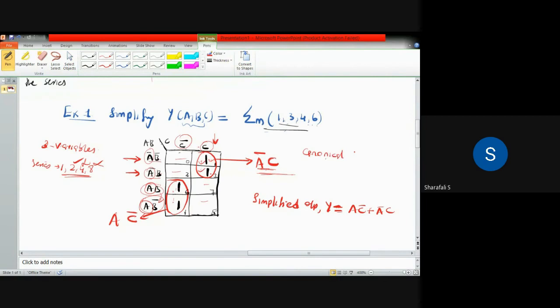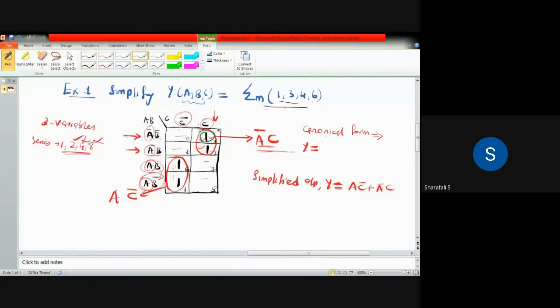What will be the canonical form? Y equal to the same. Each cell we have to consider, because we need three variables in each term when you are considering a canonical form. So the canonical SOP form will be given by Y equal to, first you have to consider this one, so this one will be A bar B bar C, plus the next one, nothing but A bar B C.